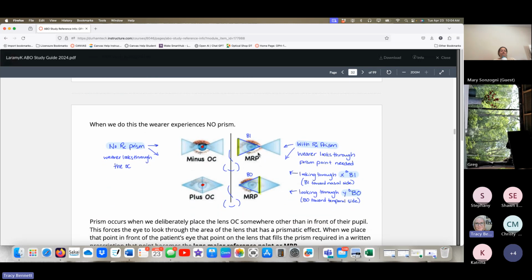But anyway, sorry. If this was the right eye and this was the left eye, and they're looking through, and their nose is there in the center, and if that OC is moved out, then they're experiencing base in prism. Versus if the OC is moved out, and this is a left eye, there's the nose, and the OC is moved out, then they experience base out prism.